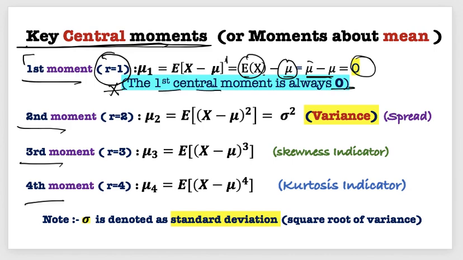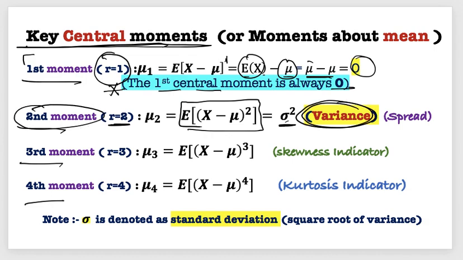And what about the second? When we plug in r equals 2, we get mu 2 equals E of (x minus mu) whole square. And we know that this is the definition of variance. We can write it equal to sigma square. So the second central moment is nothing but the variance. And variance is actually talking about the spread of the data points, right?